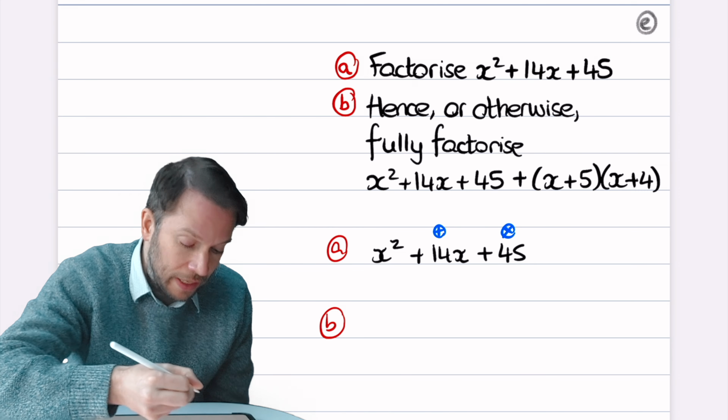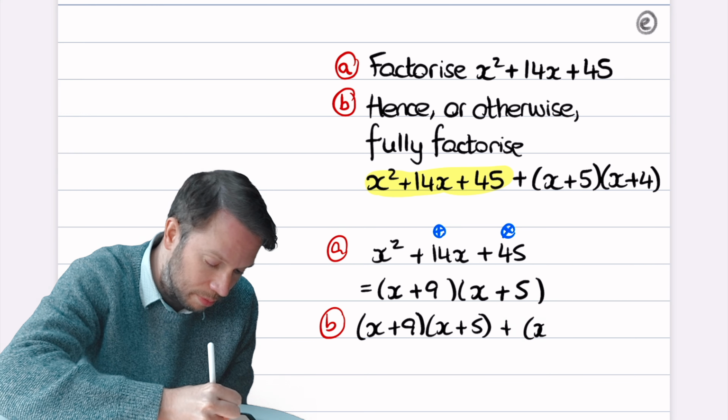So now this x squared plus 14x plus 45, I can replace with its factorised form. So we want to factorise x plus 9, x plus 5, and then plus the rest of it, which is x plus 5, x plus 4.